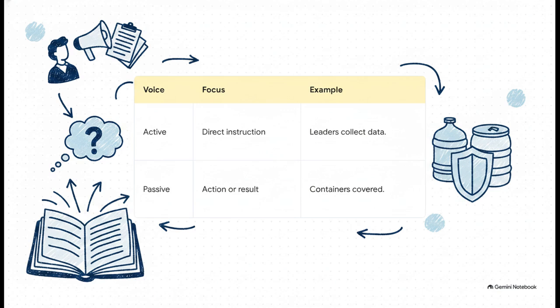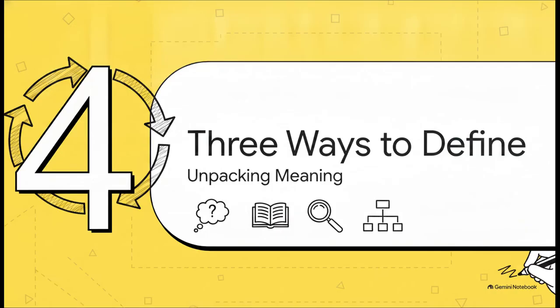Do you need to emphasize an action or a result and it doesn't really matter who does it? Go with passive voice, like water containers should be covered. Both are incredibly useful tools depending on what the public needs to focus on in that split second. All right, Section 4. 3 ways to define terms, or basically unpacking meaning.